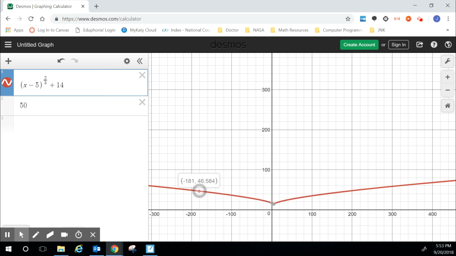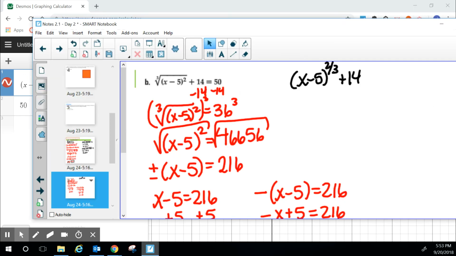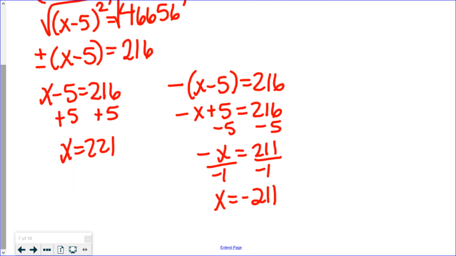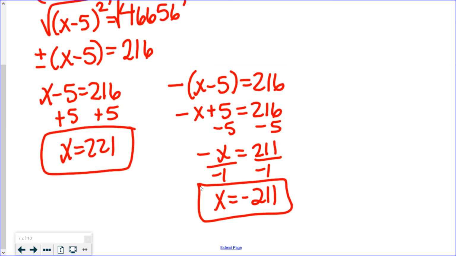And we need this guy to equal 50. We said negative 211. There we go, negative 211, 50. So both of those solutions work. We could plug it in and do it algebraically, but I'm happy with you guys checking out your graph because I think it's really important when you're graphing these things, you're getting to see what the graphs really look like, which I think is helpful for your understanding. So there's 2 of them.